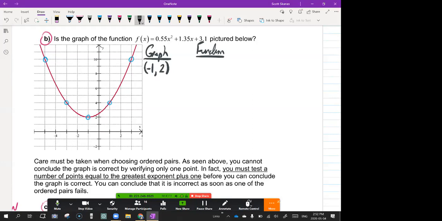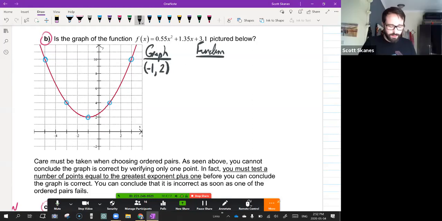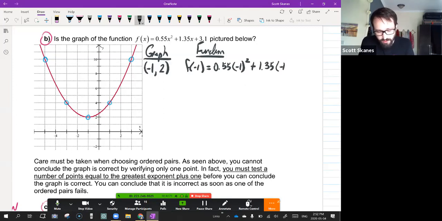So the function, again, we're checking to see if the function is this equation or not. If this graph matches the equation, it might not. So if it doesn't match, it's probably a good indication that it is not the function. So I'll put -1 in and let's see. So that's -1 squared, which will become 1. 1.35 times -1, and then plus 3.1. I'm just going to multiply that out and see what I get. I haven't done it yet.